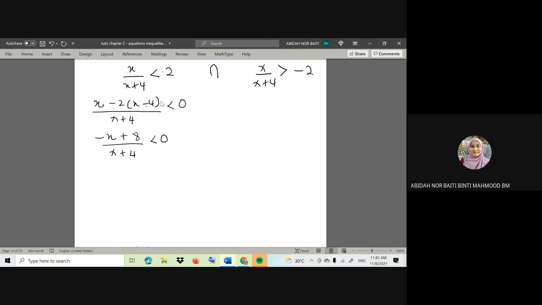Okay, single fraction form. Then we use table of sign method because this is rational inequalities. Okay, so your x value at numerator is what? 8, right? Your x value of denominator is minus 4. We have 2 linear function. Okay, cari nilai x untuk numerator and denominator. Then we use table of sign. So negative x plus 8, x plus 4. We start from negative infinity, negative 4, 8, and positive infinity.